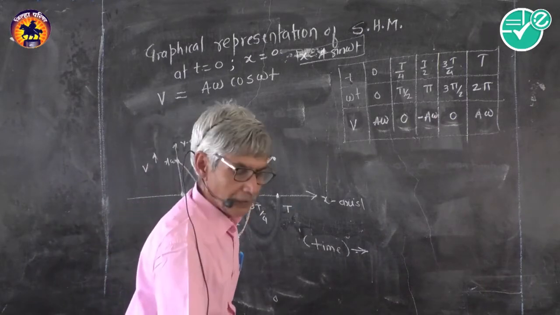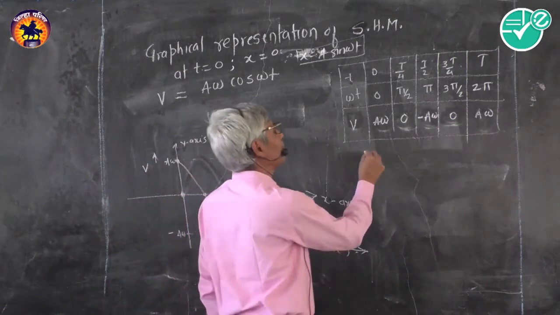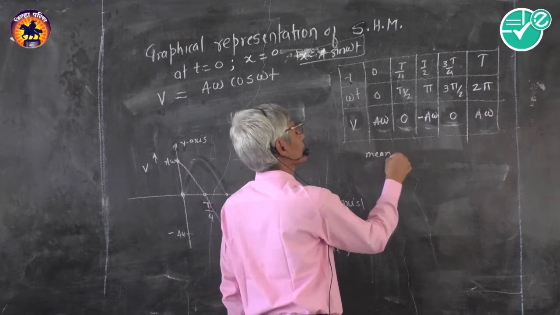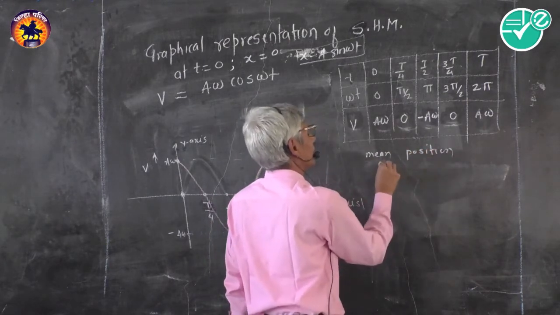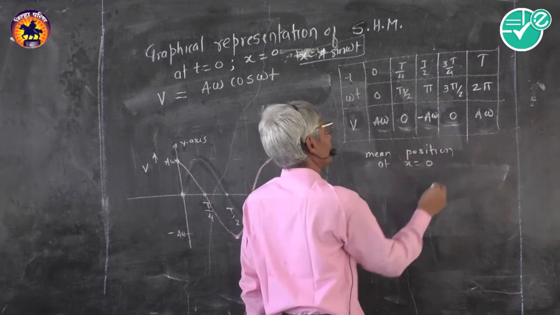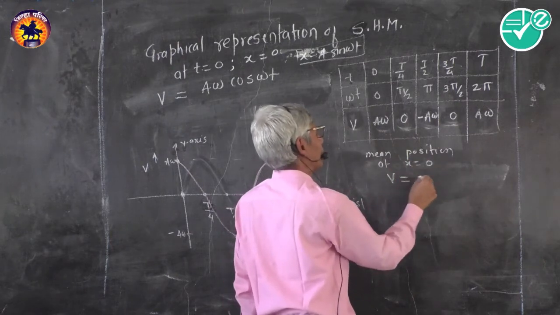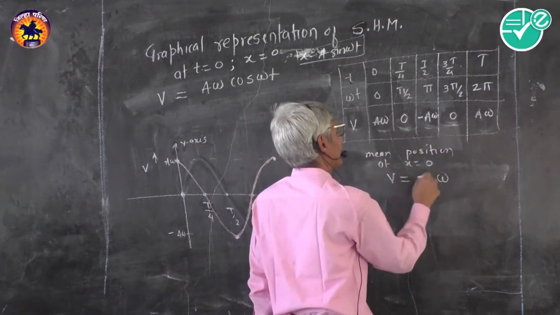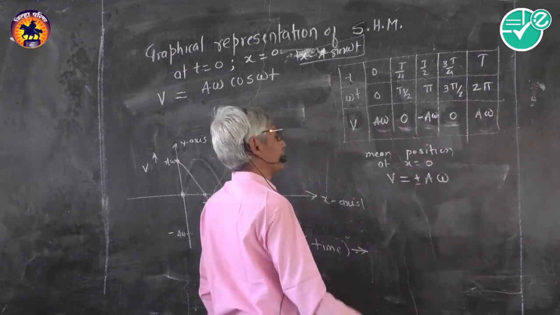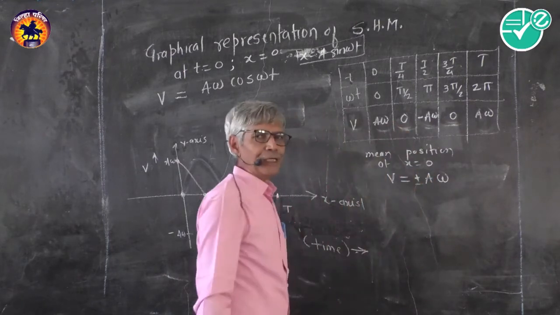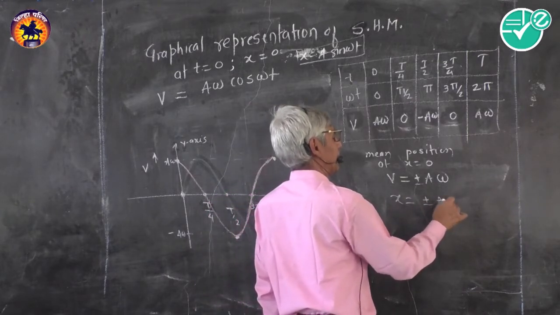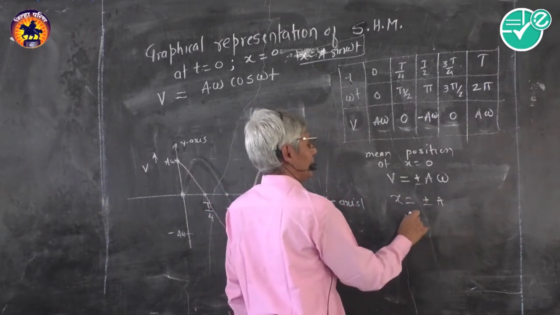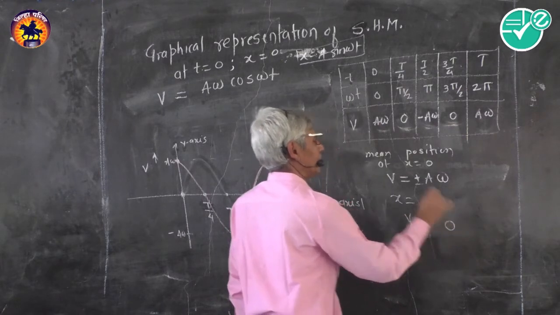So at the mean position, that is at x is equal to 0, v will be equal to a omega, of course plus or minus, in magnitude. At x is equal to plus or minus a, that is at either extreme position, the velocity will be 0.